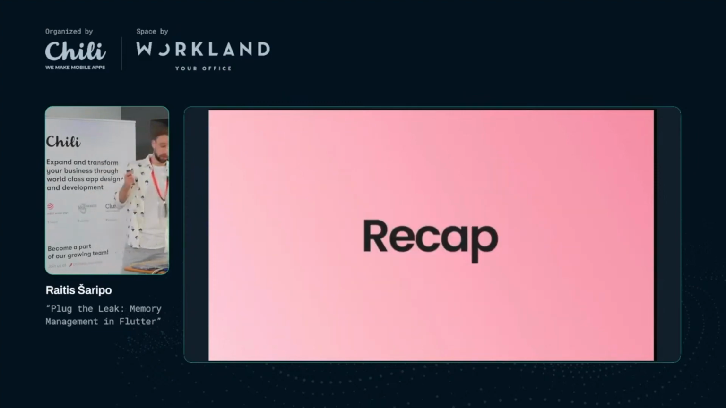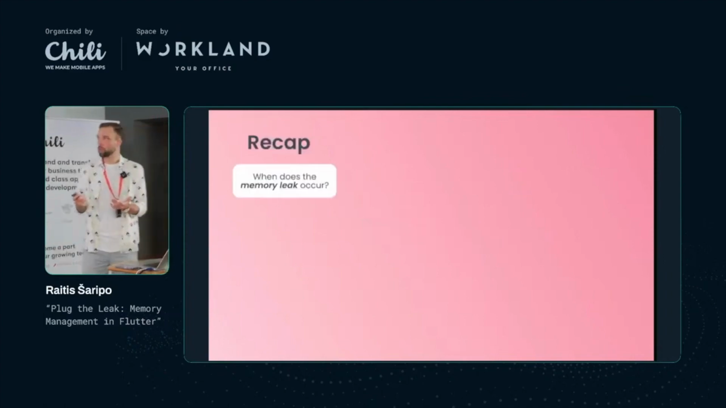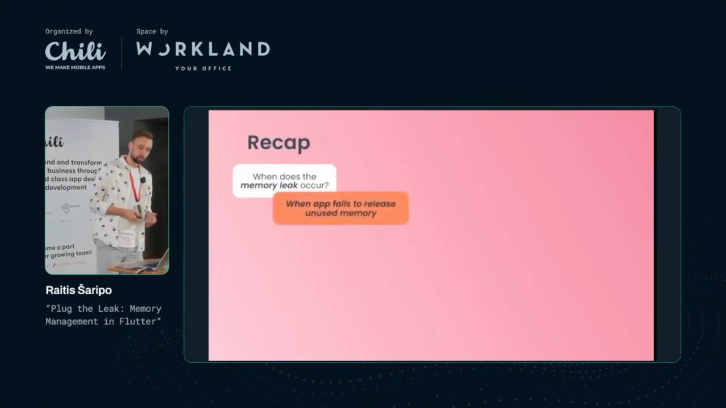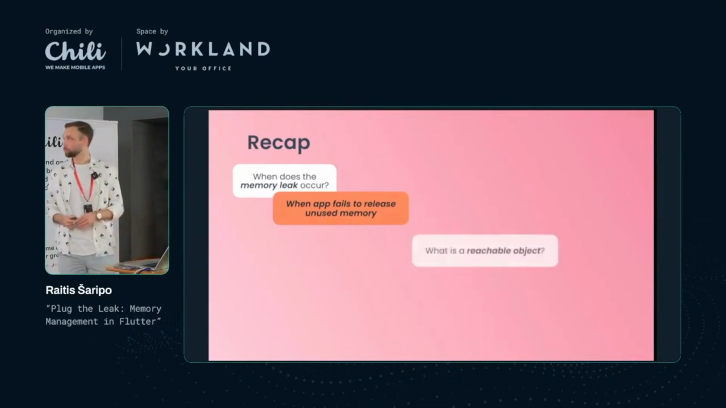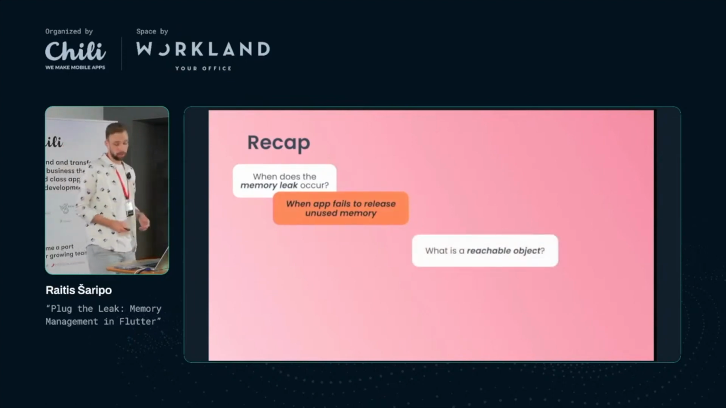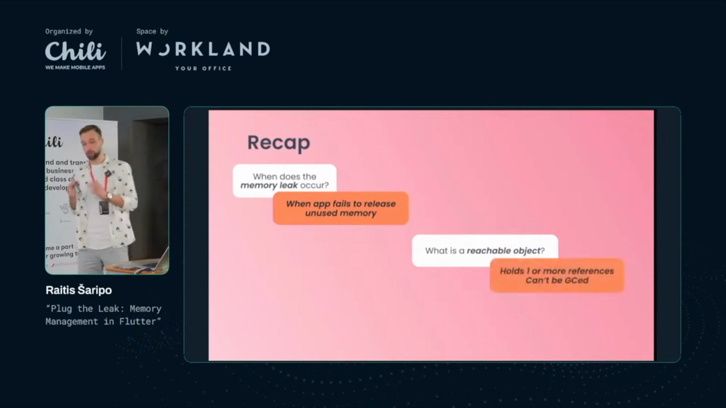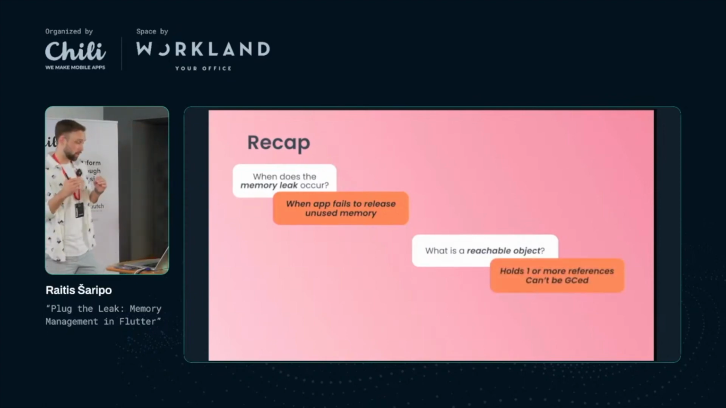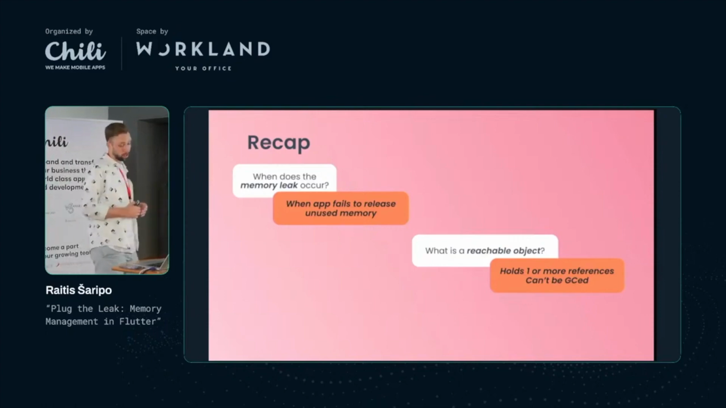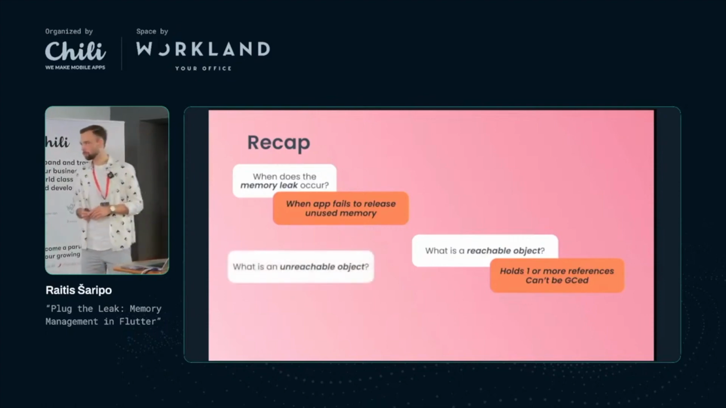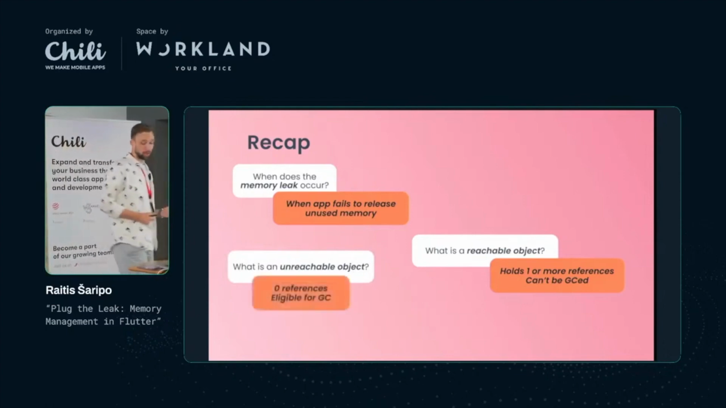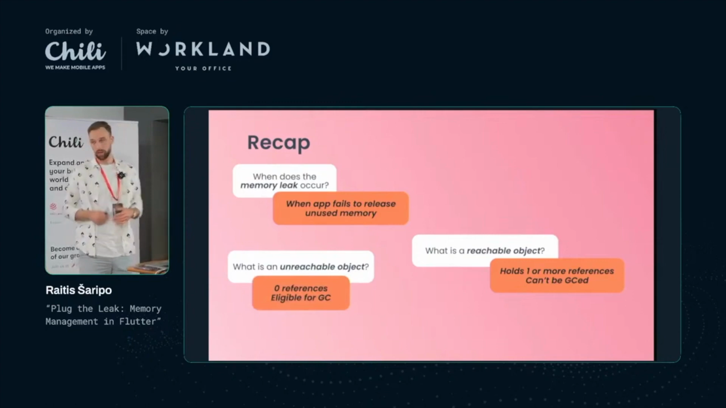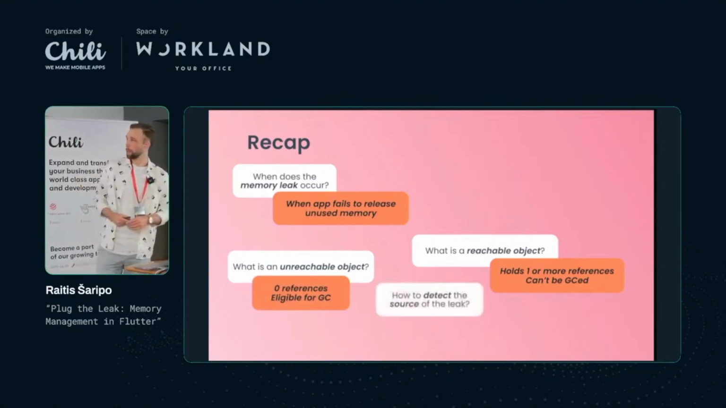So let's do a quick recap of what we discussed today. When does the memory leak happen? Whenever the app fails to release the unused memory and make it available for any future allocations. What is a reachable object? It's an object that has at least one reference pointing to it, meaning that it's still in use and it cannot be garbage collected. What is an unreachable object? It's the opposite of a reachable object, and it holds 0 references and it can be garbage collected.